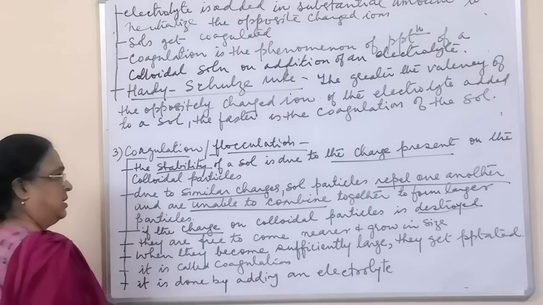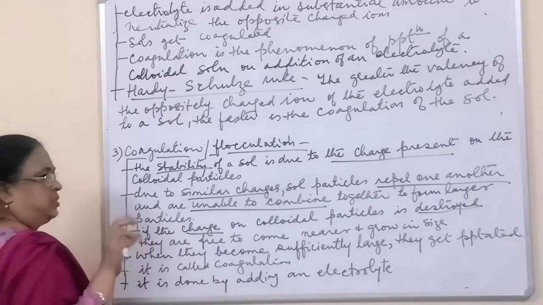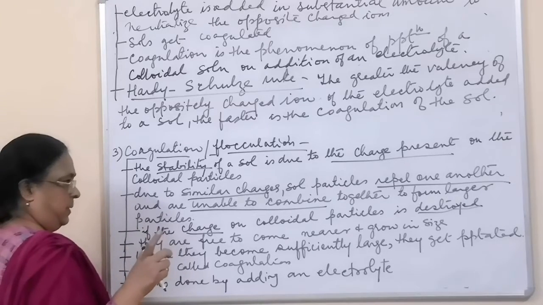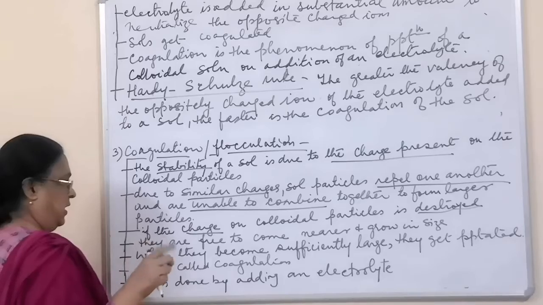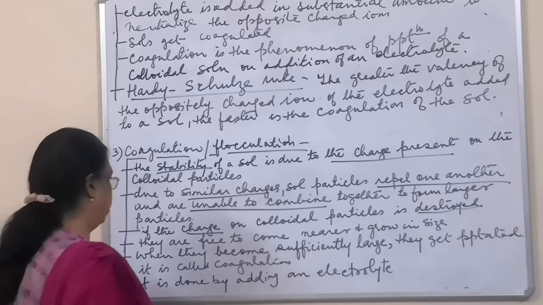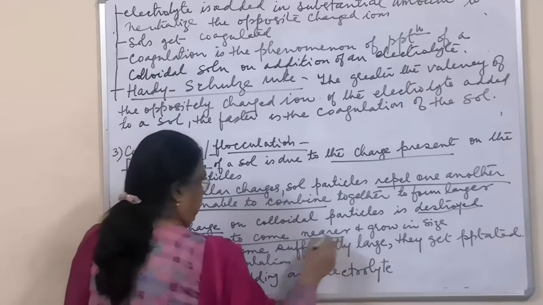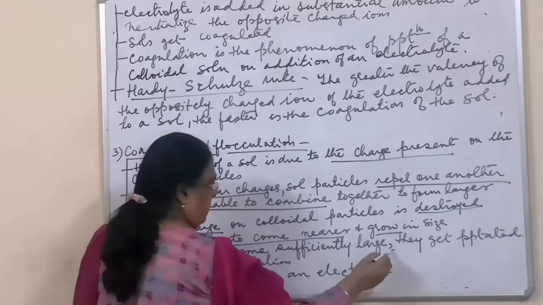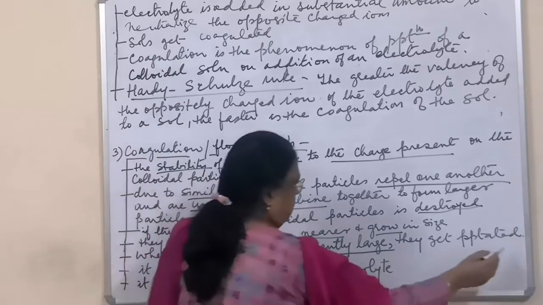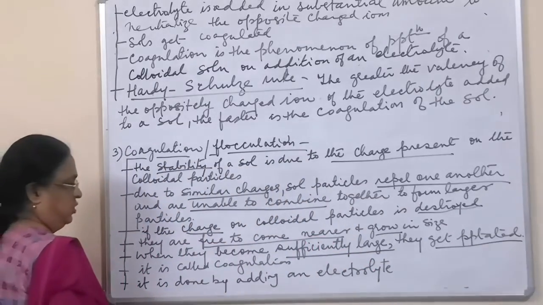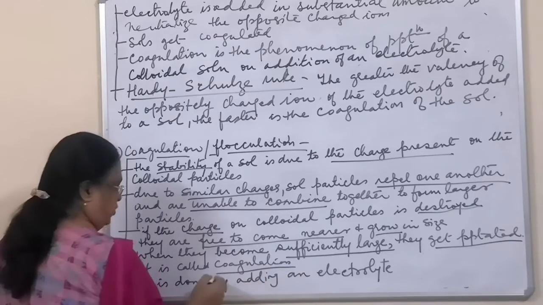It means if the charge is removed from the colloidal particle, they will stick together and the size will grow big, and the thickening, that is a precipitate, will be formed. This formation of the precipitate is called coagulation. So when they come nearer, they grow in size, become so large that they are precipitated, and this precipitation is called coagulation.